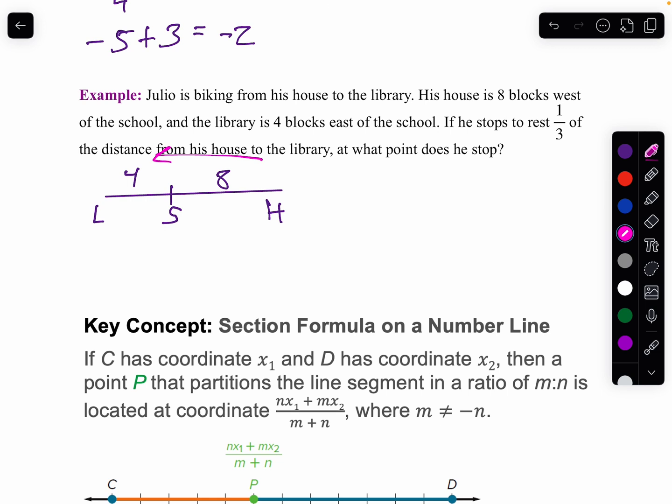If he stops 1/3 of the distance from the house to the library, well, the house to the library, that's 12 blocks, isn't it? That seems kind of familiar, isn't it? We're going to take 1/3 of 12. That was way too similar to our other example. So he's going to go 4 blocks before he rests. So if we go in 4 blocks, here's his resting point. At what point does he stop? Well, I would say 4 blocks from his house.